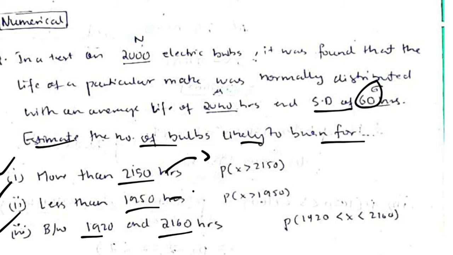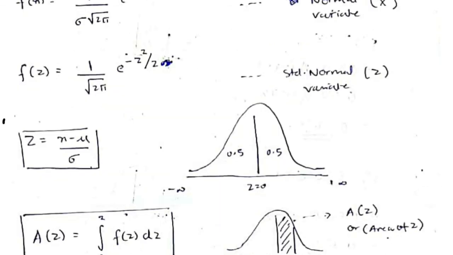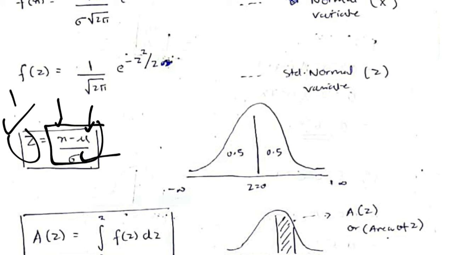Converting that in the form of X, what we'll get is the probability of bulbs X greater than 2150, X less than 1950, and X between 1920 and 2160. Since they have given normally distributed, we'll be considering X here, else we'll write Z. Now to find the answer, we need the formula in terms of Z. This formula converts X into Z. We have been given the mean and the sigma, so by using that, we can convert the value of X into Z.